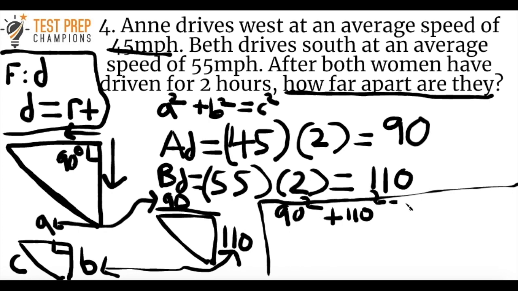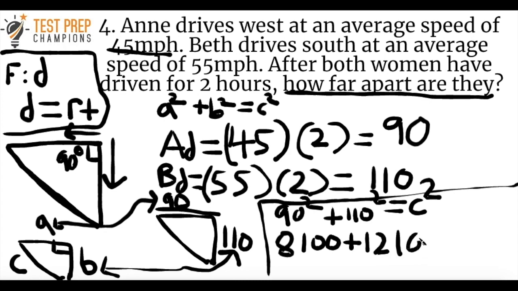And this is going to be equal to C squared. Again, C is the distance between them, how far apart they are. So do 90 squared in your calculator. That's 90 times 90, which gives you 8,100. So we have 8,100 plus 110 squared, and 110 squared gives us 12,100. And this is equal to C squared, so if we add this up, that gives us our C squared.